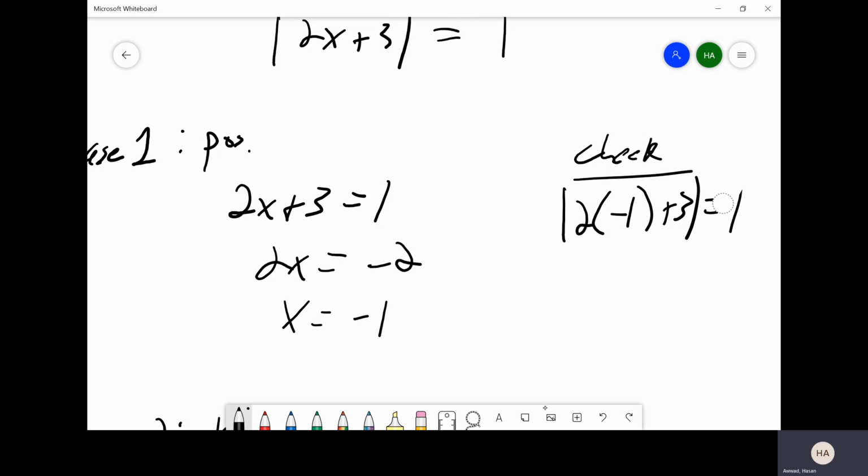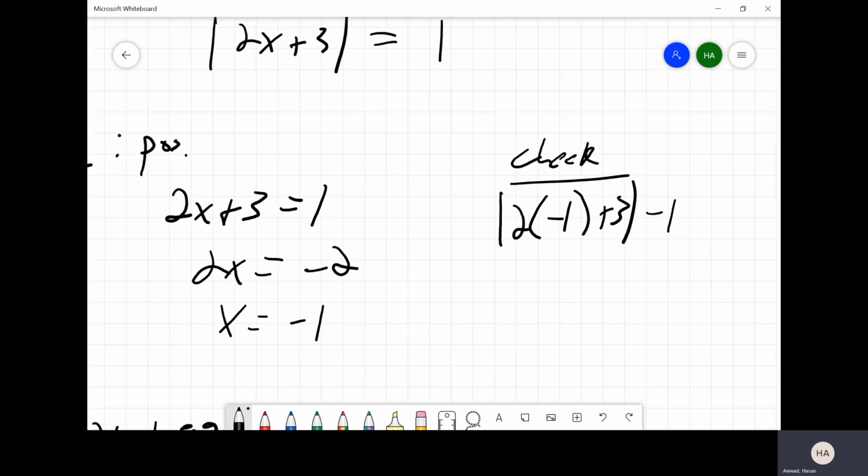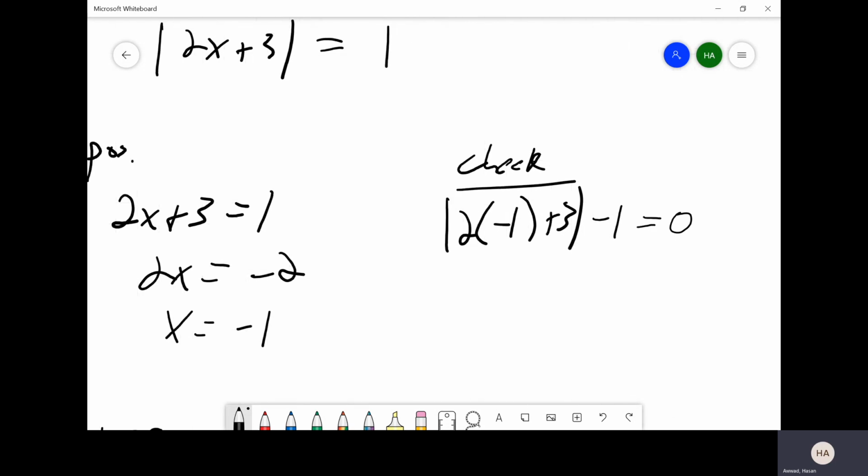Or if you wanted to plug it into your original equation, that's totally fine, and that's probably a bit smarter to do, just in case you made any mistakes, and that's what I tried telling you guys along the way. Plug it into your original when you are doing a check, so my fault there. But in any event, this is our original |2x + 3| - 1 = 0, and I just plug -1 in for x.